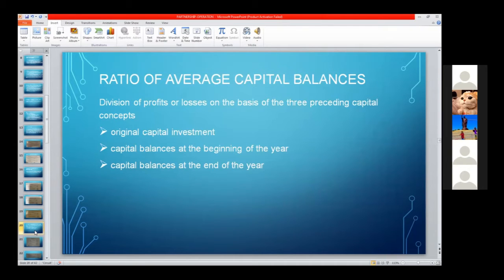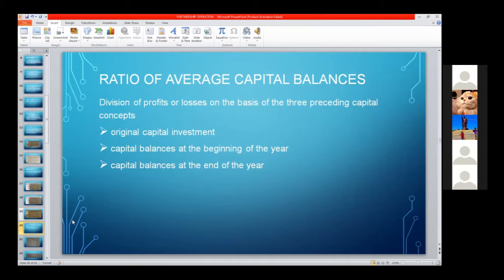Ratio of average capital balances. So, dito, of profits or losses on the basis of the three preceding capital concept. Una is yung kanina original capital investment. Second, capital balances at the beginning of the year. And last, capital balances at the end of the year. So dito, itong tatlo may prove inequitable or unfair if there are material changes in the capital accounts during the year.